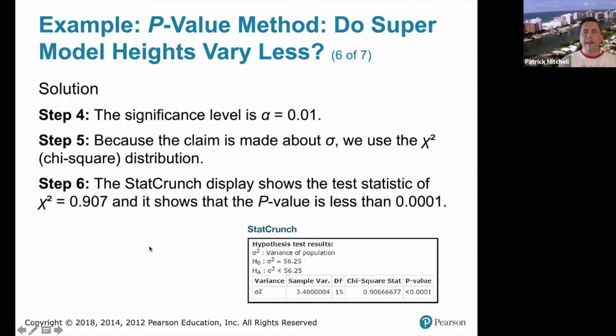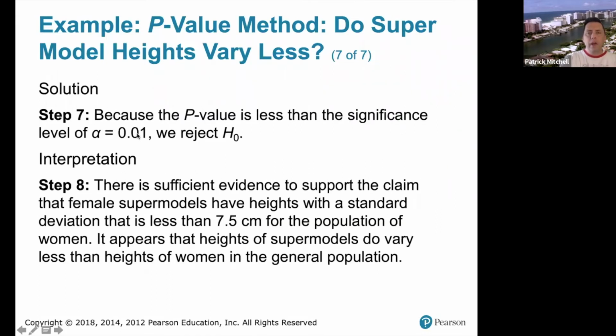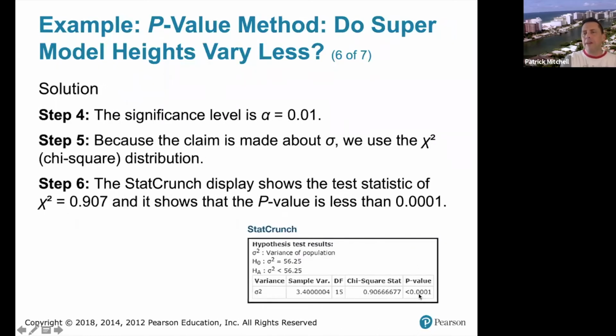The significance level is alpha equals 0.01. And because the claim is made about sigma, we're going to use the chi-square distribution. So again, here is this StatCrunch display. I'm going to do it a little differently. Okay, because the p-value is less than the significance level alpha equals 0.01, we reject the null hypothesis. So in the StatCrunch display, you can see the p-value ends up being less than 0.0001. Very, very low.